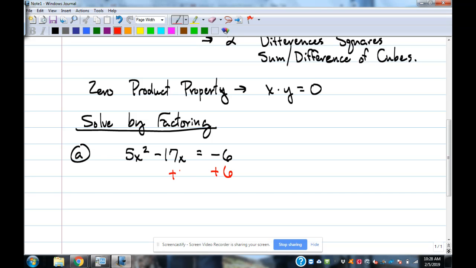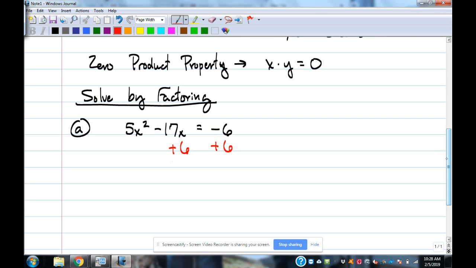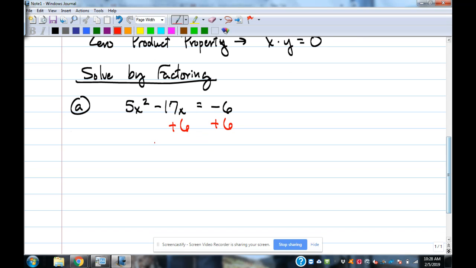Now, as we learn more and more methods for solving quadratics, we're going to learn there are certain times you want it equal to 0. Other times you don't want it equal to 0. So when you're factoring, if it says solve by factoring, you've got to have it equal to 0. No question, okay? So when we rewrite that, we add 6 to get it over there. What order do we write the answer in over here?